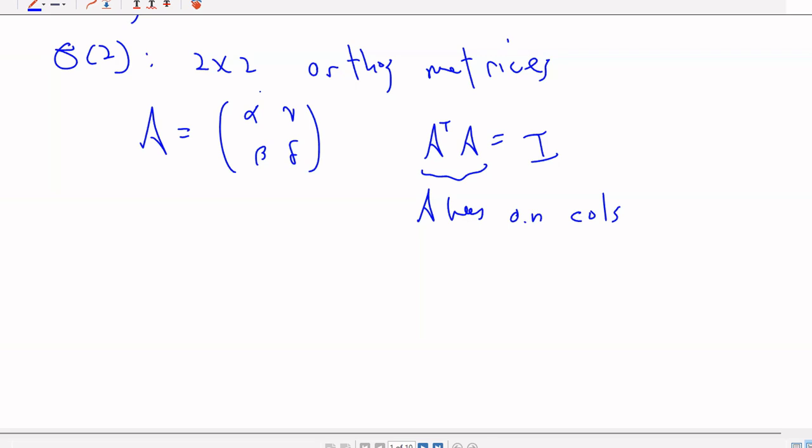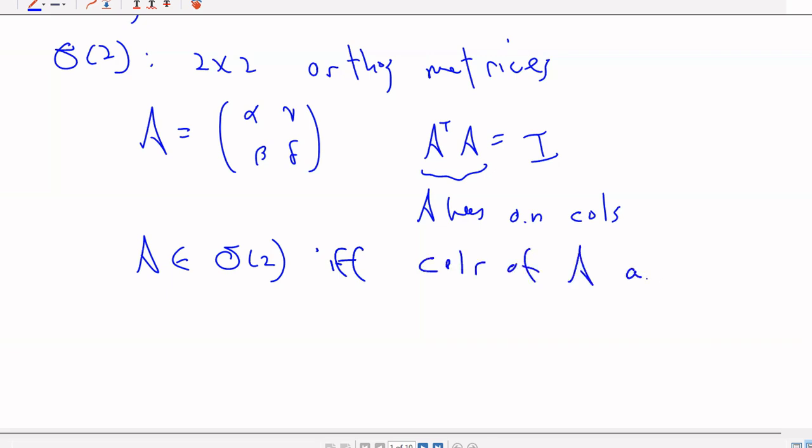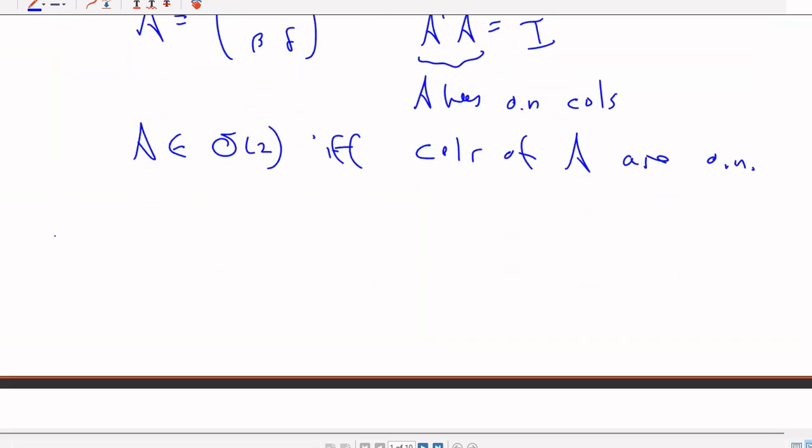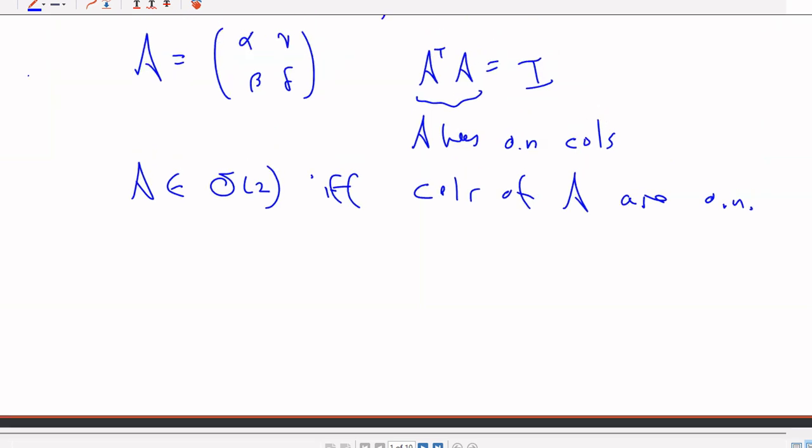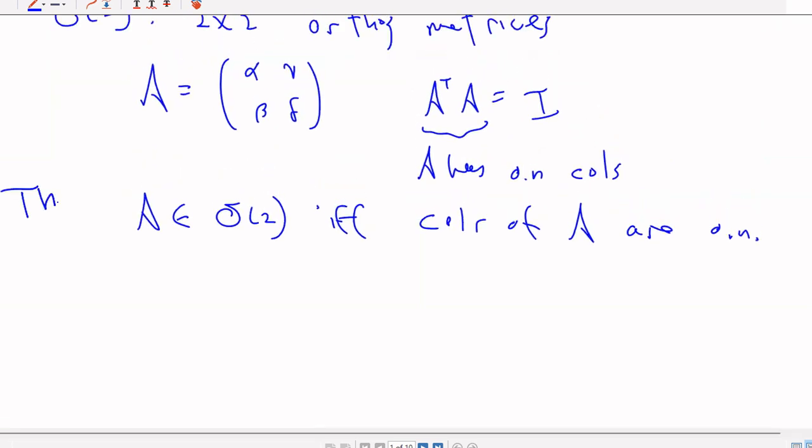Again, I'm assuming the listeners know what matrix multiplication is and all that stuff. We could do that in more detail. And that orthogonal matrices really means that they're orthonormal, right? Yeah, right. A is in the orthogonal 2x2 matrices if and only if the columns of A are orthonormal. Okay, so another fact. Let's call this theorem one.